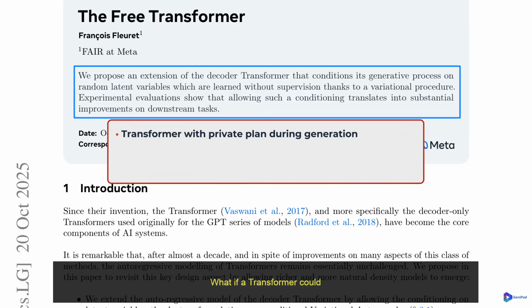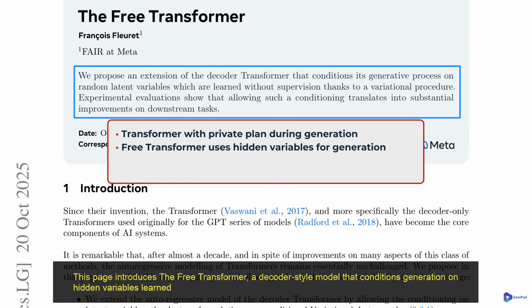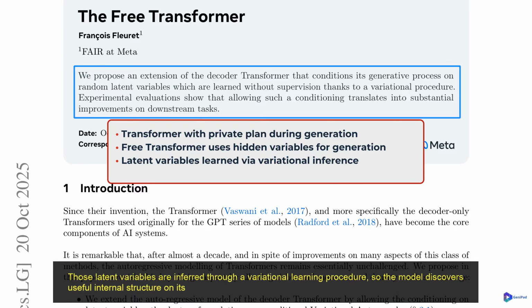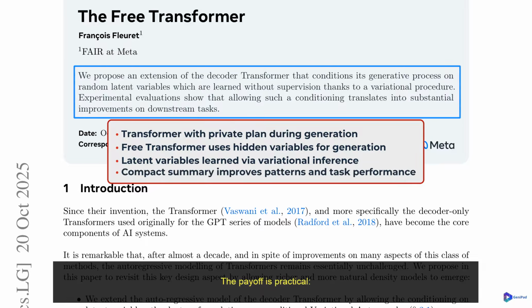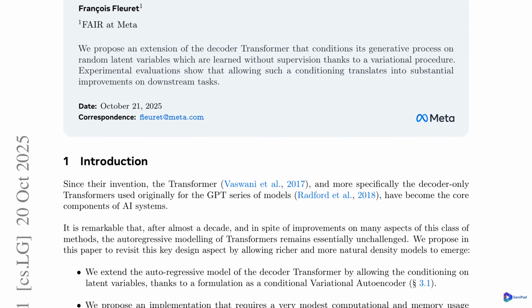What if a transformer could carry a private plan while it writes? This page introduces the free transformer, a decoder-style model that conditions generation on hidden variables learned without labels. Those latent variables are inferred through a variational learning procedure, so the model discovers useful internal structure on its own. The payoff is practical. By letting the generator lean on a compact, learned summary of high-level factors before producing tokens, the model can capture richer patterns and deliver sizable gains on downstream tasks.